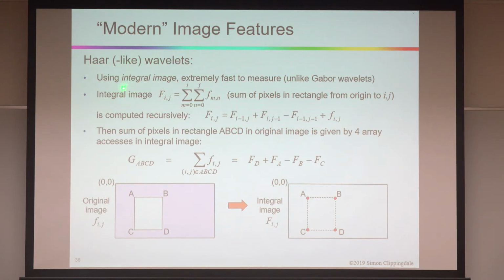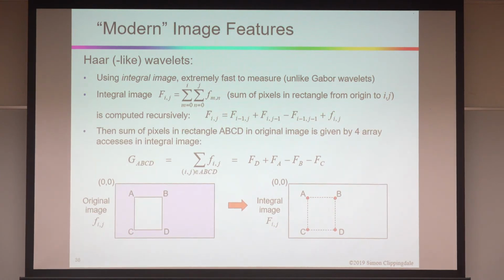With these Haar wavelets, you can use a thing called an integral image, which is a convenient trick. An integral image is an image where for each pixel, the value there is the sum of all pixels to the top and left of it in the original image. So here, the sum of pixels in the rectangle from the origin, which is up here, to whatever point in the image you're at. You can compute this very quickly, recursively, like so.